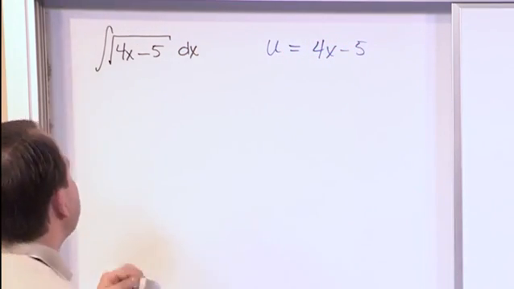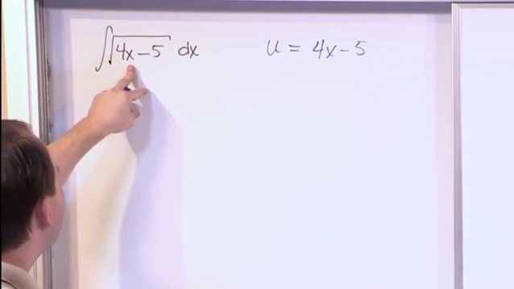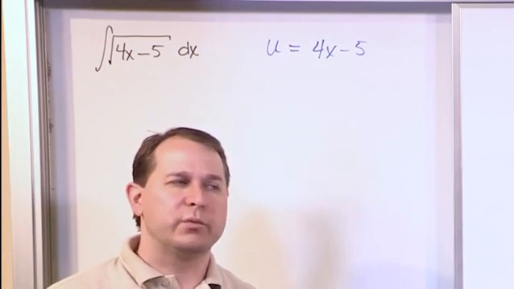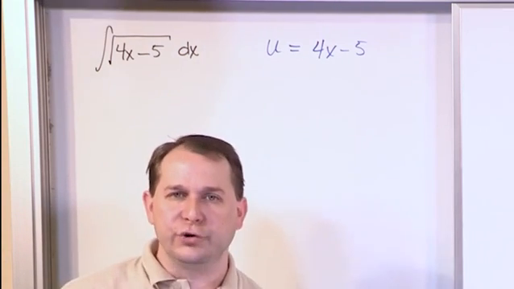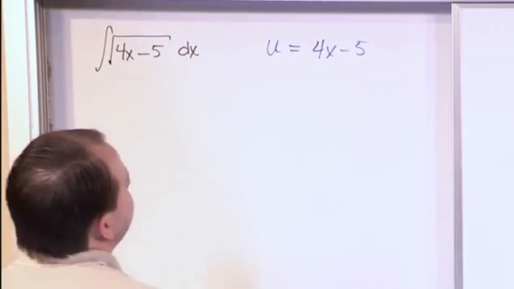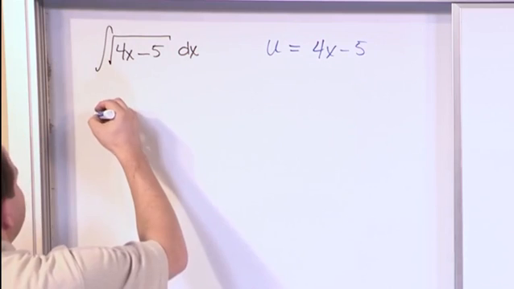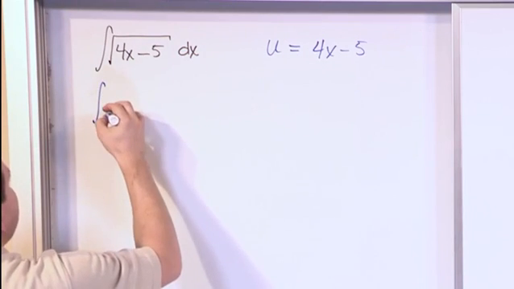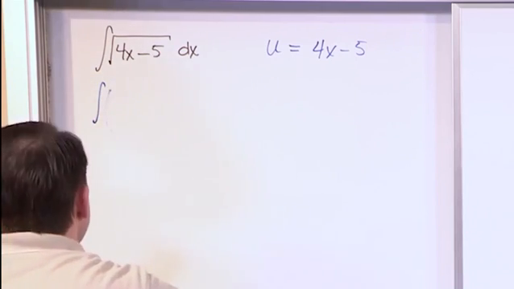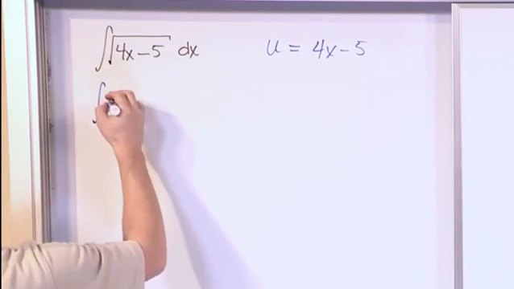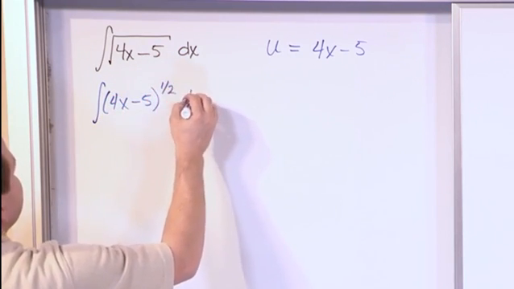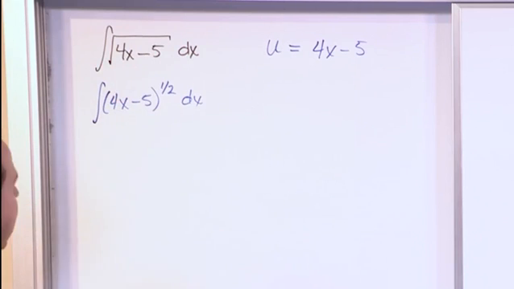That means that right now this integral is integrating over x in terms of dx. We're basically going to transform this integral so that we're not integrating over x anymore, we're integrating over u, which is a new variable that we made up according to the substitution. So before I do anything else, let's do it this way: 4x minus 5 to the 1/2 dx. This is just rewriting the radical. That's what I always like to do.